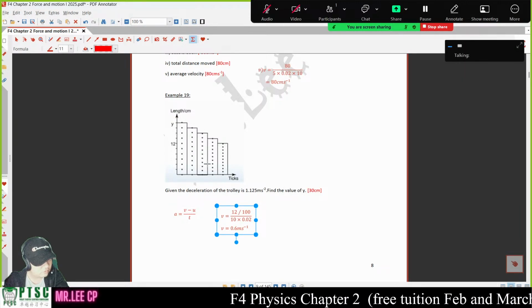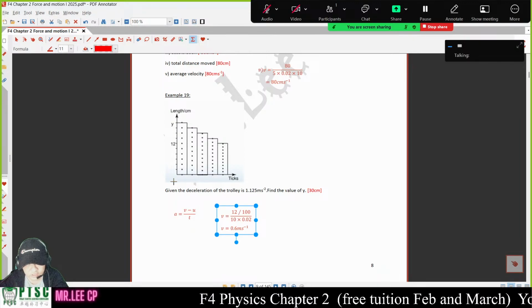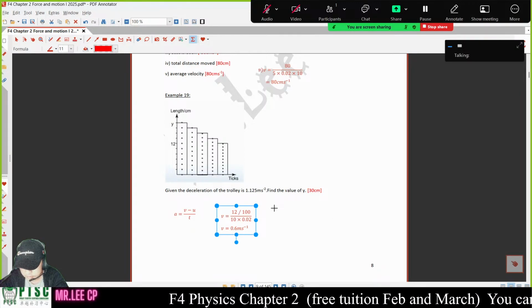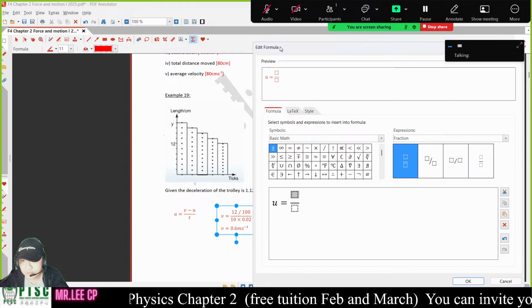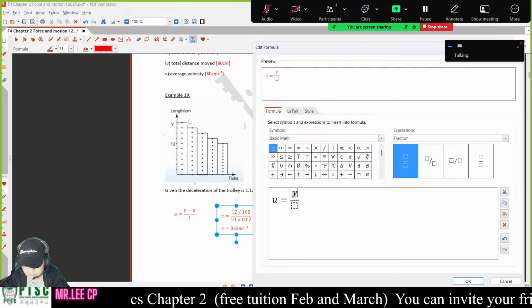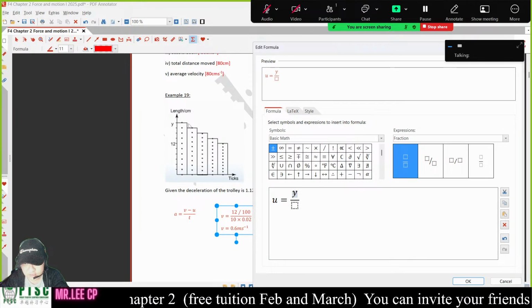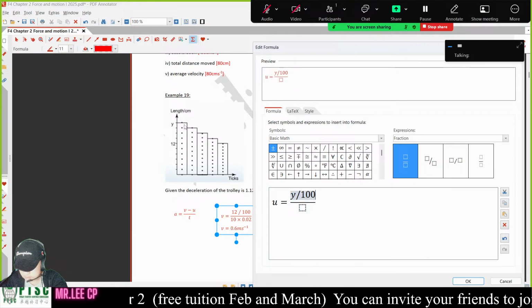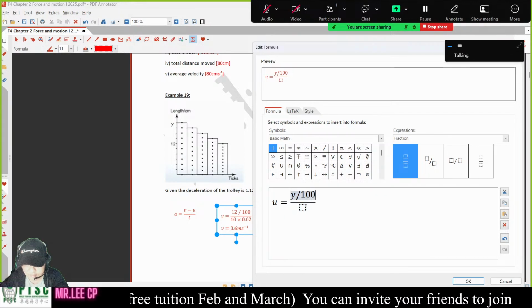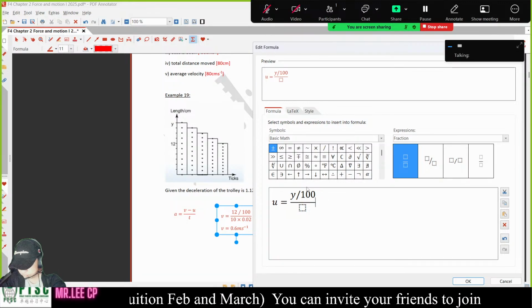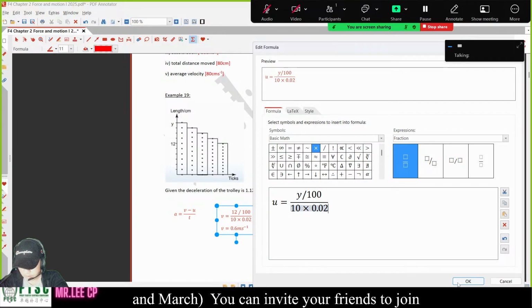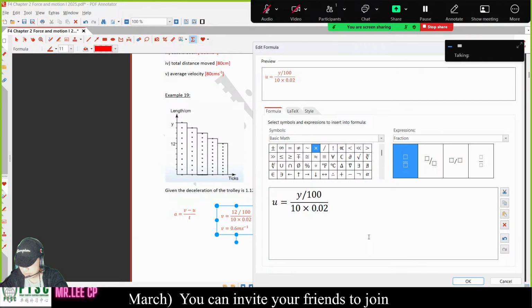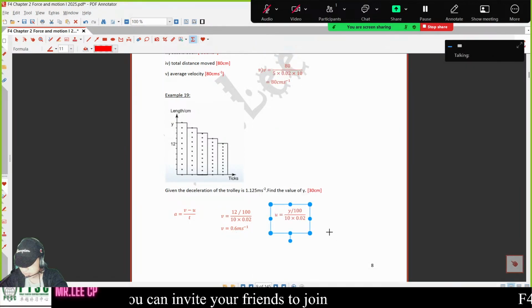So I want to find my initial velocity. Initial velocity is here. So now initial velocity u is equal to displacement over time. Displacement, this is y. y must be in meters, and this one is in cm, so y over 100, divided by time. Time is 10 ticks, 0.02. So I don't have a value yet. I just leave it here.